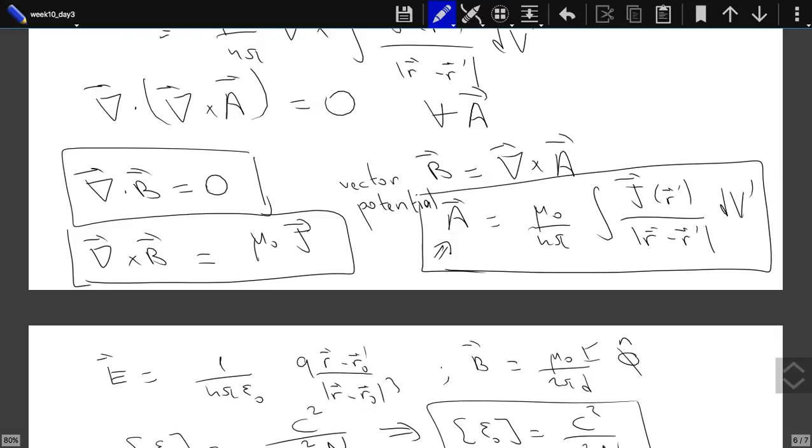Their expression in terms of the vector current is also quite similar to the expression of the electrostatic potential in terms of the charge density. You have this overall coefficient. Take the vector current divided by the distance, integrate over all your sources.